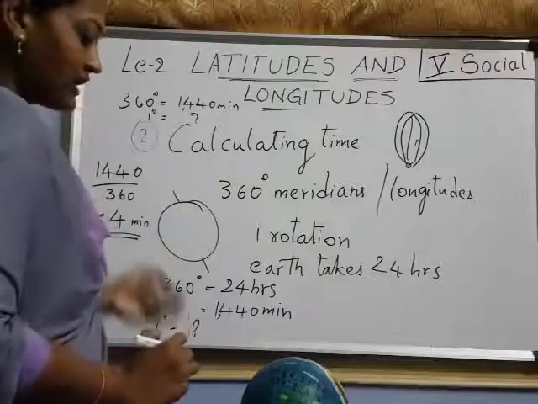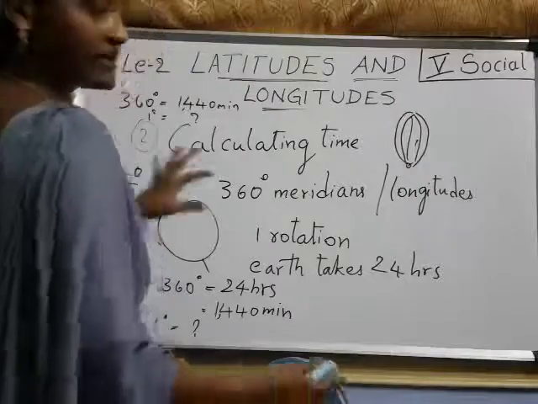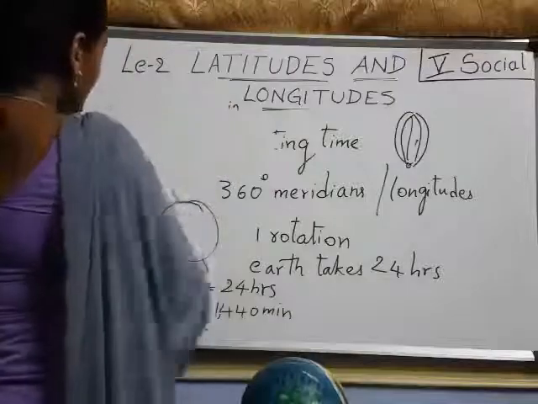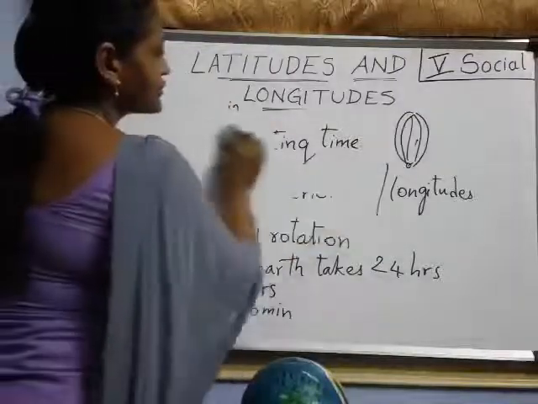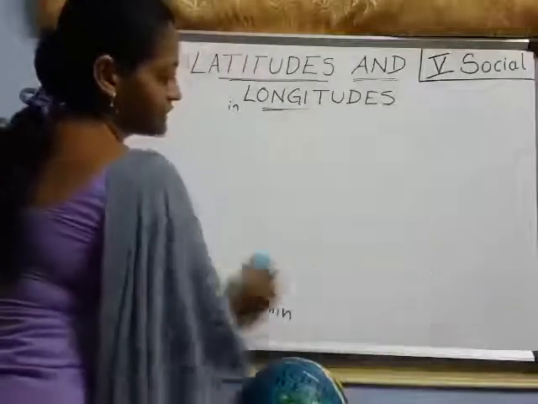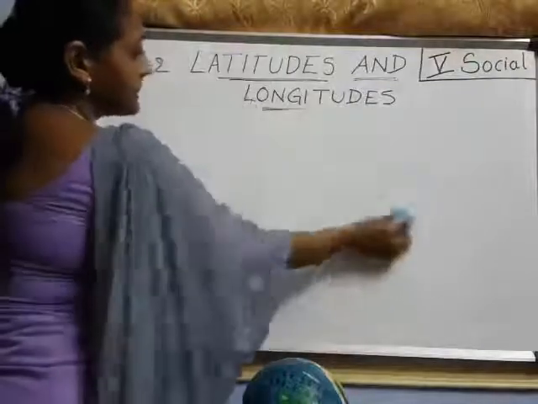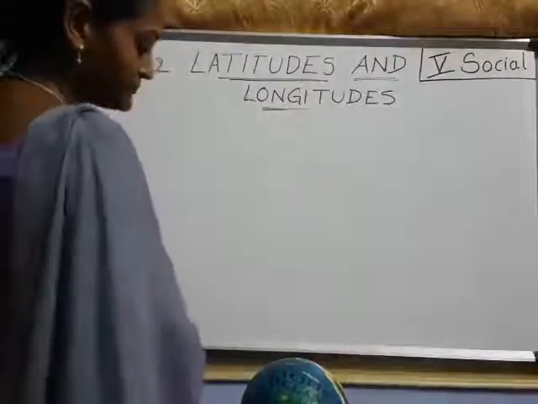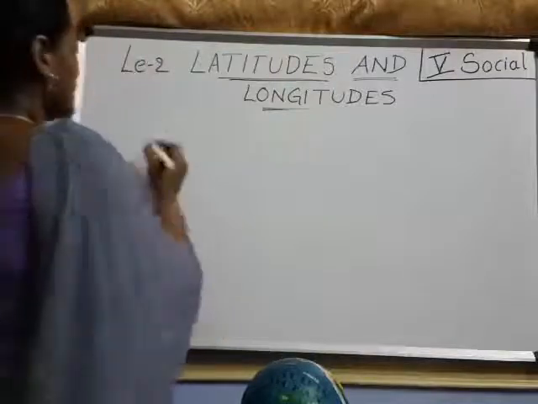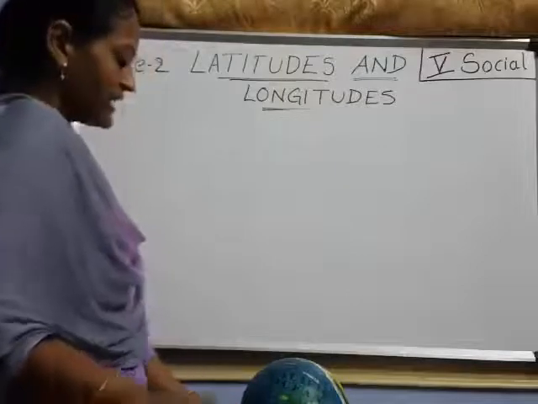Understood? Now coming to the difference between latitudes and longitudes. Have you understood up to here, children? What is the importance of both latitudes and longitudes? We can locate a place and also we can calculate the time of a particular place. Got it? Now coming to the next one. Difference between parallels and meridians. What is the difference between parallels and meridians?